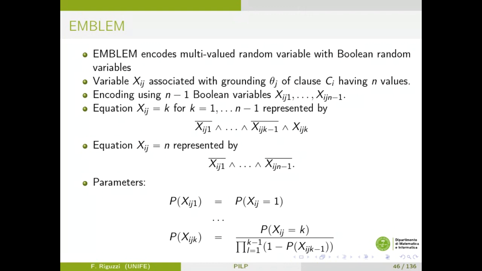So the equation X_ij equal to k, for k equal to 1 to n minus 1, is represented by the negation of all the Boolean variables up to k minus 1 plus the Boolean variable k, okay? And for the last value, if X_ij is equal to n, you represent it with the negation of all the Boolean variables. If you compute the parameters of these Boolean variables using this formula, the representation of the multi-valued random variable with these Boolean variables is equivalent. So you can obtain the same result for the probability of queries.